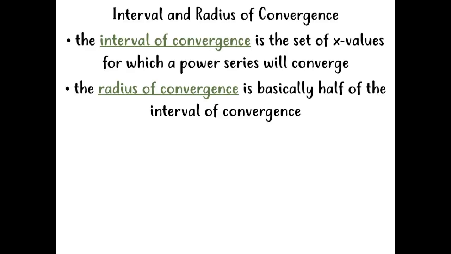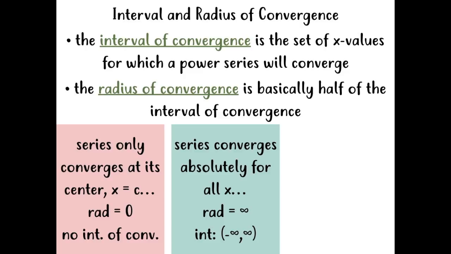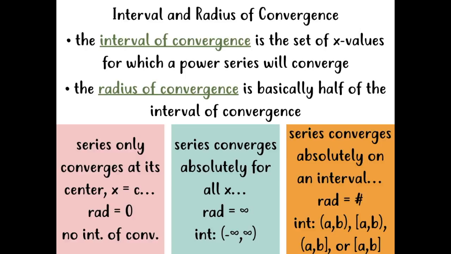There are three different cases we could have for power series. One is the series only converges at its center, x equals c, so the radius is equal to 0 and there is no interval of convergence. The second case would be that the series converges absolutely for all x. This means our radius is infinity, and our interval is from negative infinity to positive infinity. And our third case is that the power series converges absolutely on a certain interval. This means our radius is a finite number and our interval is from a to b, depending on whether we include those endpoints. Now that we know these things, let's look at an example.